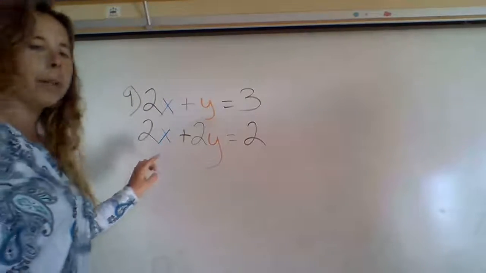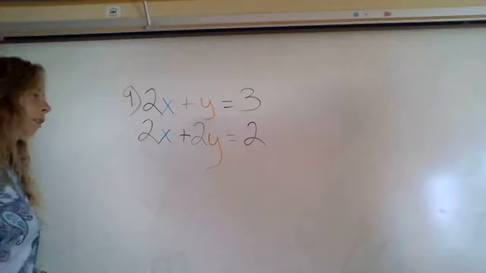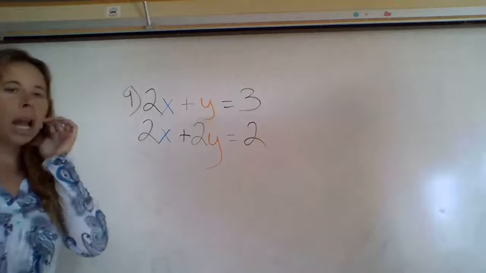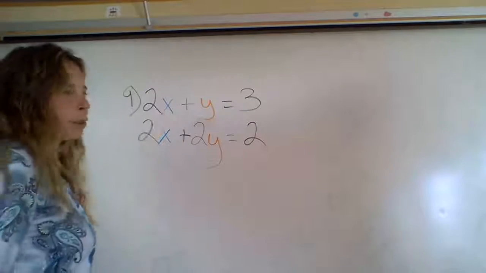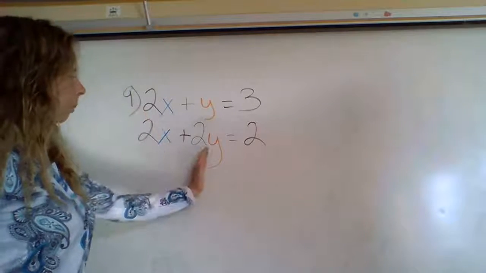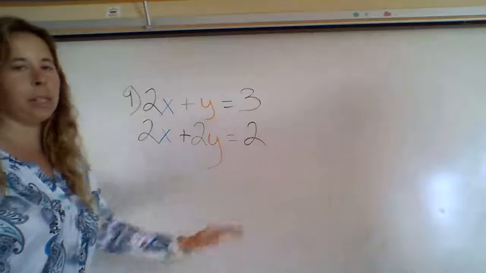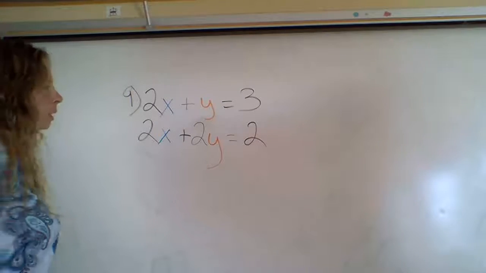Okay. 2x plus y equals 3. 2x plus 2y equals 2. All right. First step in elimination: line them up, or make sure they're lined up in this case. My x's are lined up, my y's are lined up, my constants are lined up, or lonely numbers that don't have a variable. They're called constants.